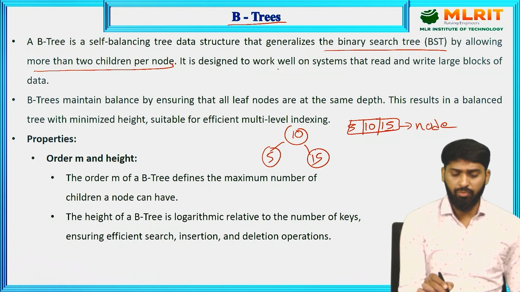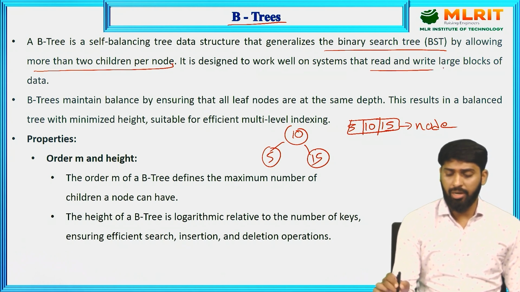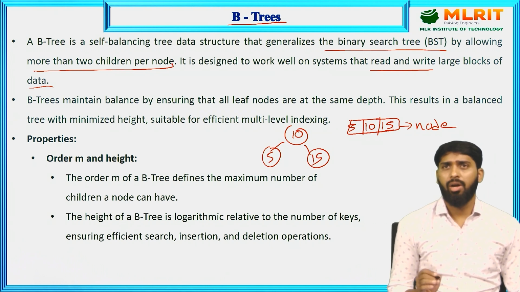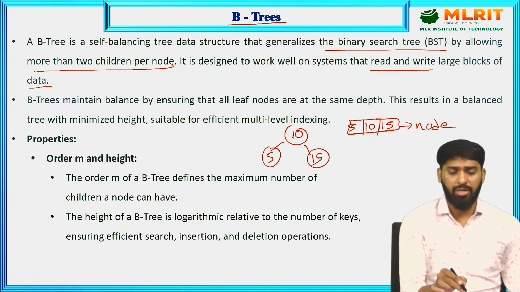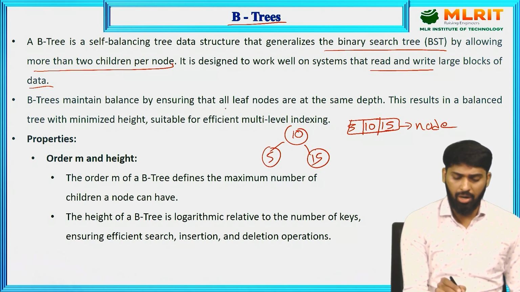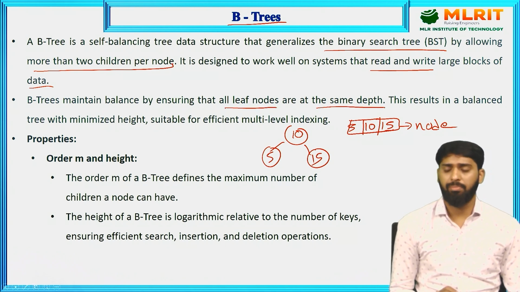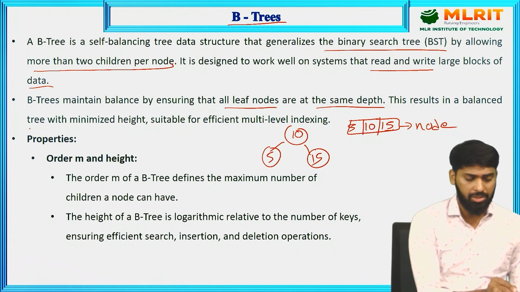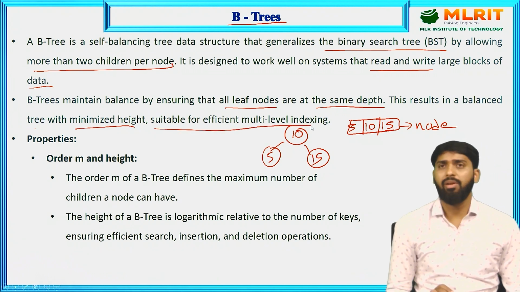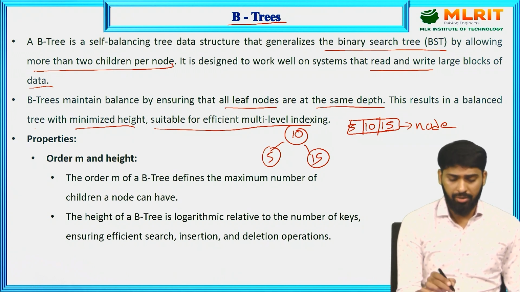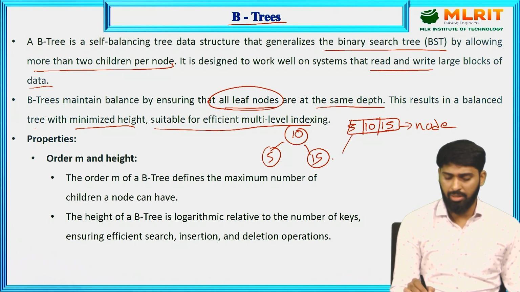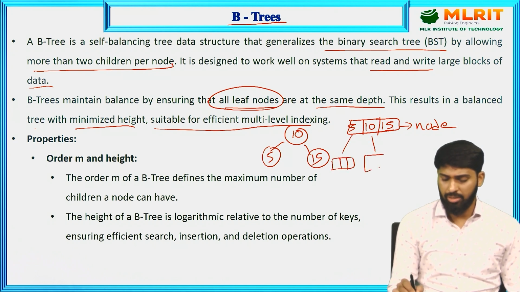It is designed to work well on systems that read and write large blocks of data. If you have large blocks of data, then we select a B tree. So a B tree maintains balance by ensuring that all leaf nodes are at the same depth. This results in a balanced tree with minimized height, suitable for efficient multi-level indexing. Here all leaf nodes are at the same depth. Okay, that means here we are going to maintain the same depth.